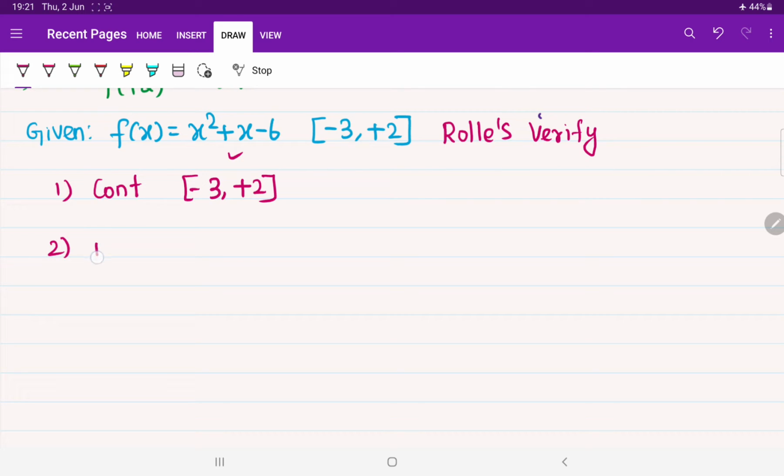Let us take the second condition. It should be differentiable in the open interval of -3, +2. Did you observe the difference? In the same question, last time I had taken the interval -2, +2. But in this case, I am taking -3, +2. Only thing is I have changed the data. Anyway, it is continuous and differentiable.